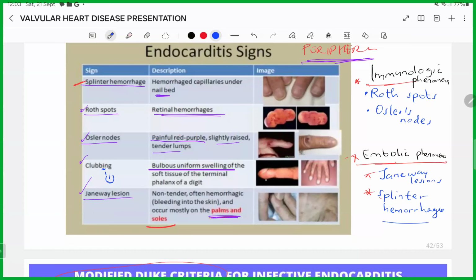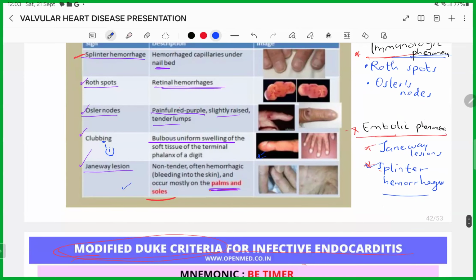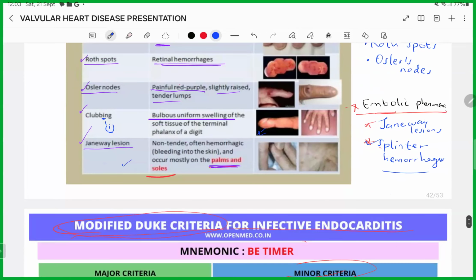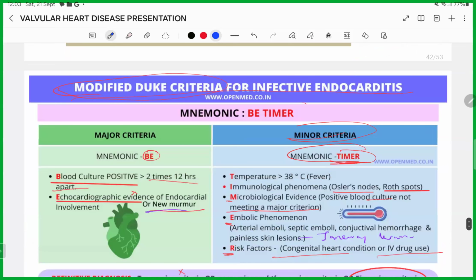But you have these fingers that look like drumsticks. And then you have Janeway lesions, where you have this non-tender. Janeway lesions are non-tender, Osler's nodes are tender, in the palms and soles. And you can have different mechanisms. So immunological mechanisms are such as the Roth spots and Osler's nodes. Those are immunological, and embolic phenomena are like Janeway lesions and splinter hemorrhages. Those are embolic phenomena.